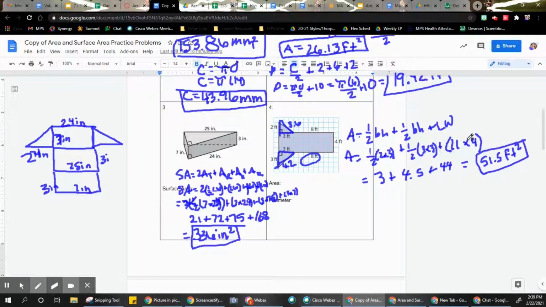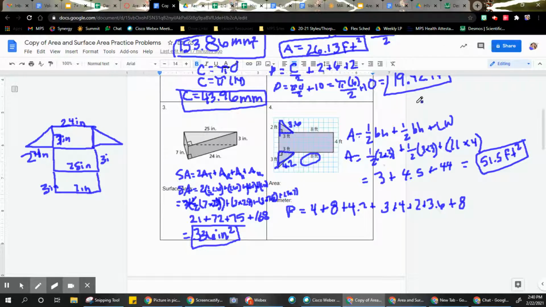Now perimeter is going to be a lot easier. For perimeter, I'm just adding up all the sides. So I'm going to start here and do 4 plus 8 plus 4.2 plus 3 plus, this is 4 right here, plus 2 plus 3.6 plus 8.